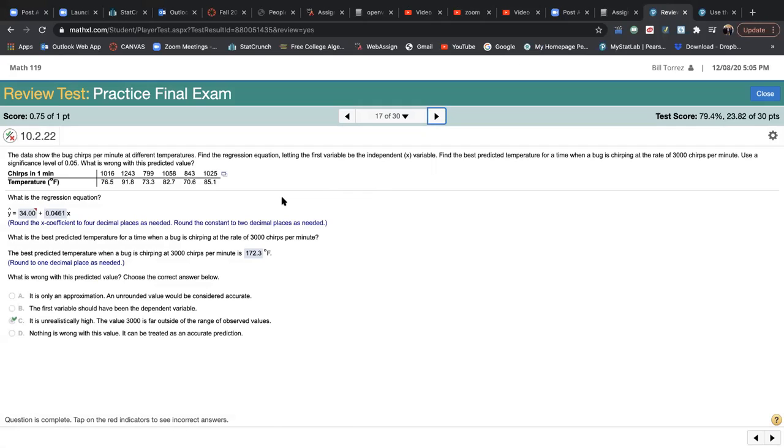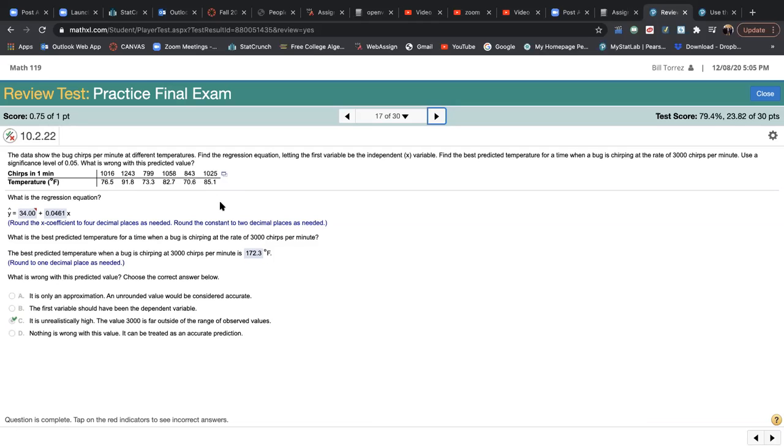Okay, here is our next problem. Let's read the problem. The data show the bug chirps per minute at different temperatures. Find the regression equation, letting the first variable be the independent variable x. Find the best predicted temperature for a time when a bug is chirping at the rate of 3,000 chirps per minute. Use a significance level of 0.05. What is wrong with this predicted value?